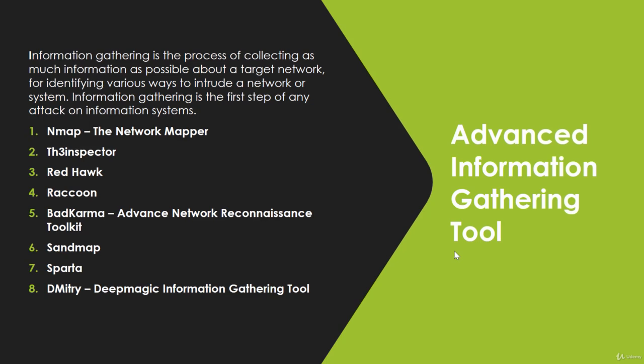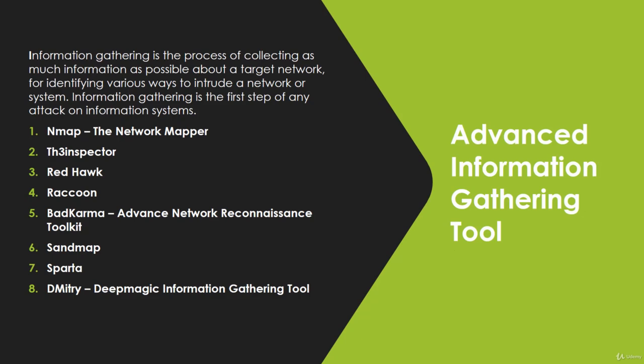Now let's talk about advanced information gathering tools. As taught earlier, information gathering is the process of collecting as much information as possible about a target network for identifying various ways to intrude into a network or a system. So here is a list of tools that are used for advanced information gathering, and the first one is Nmap, then Inspector, Red Hawk, Raccoon, Bat Karma, Sandmap, Sparta, Dimitri.